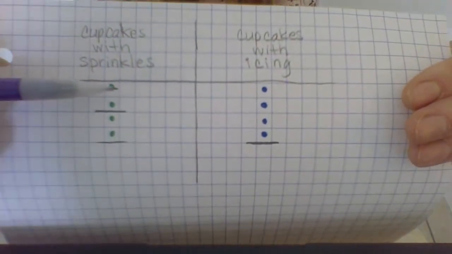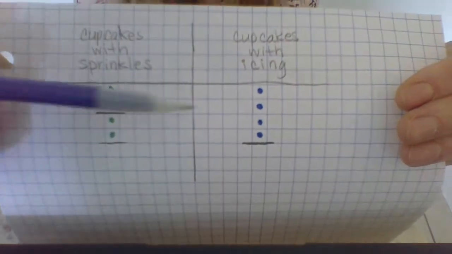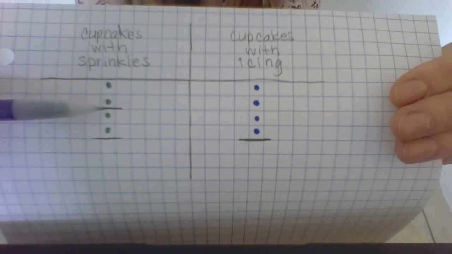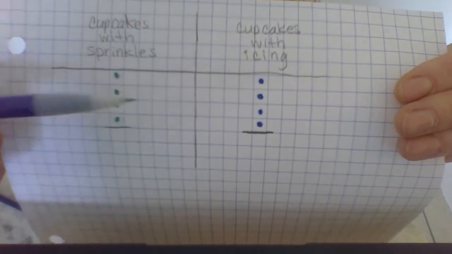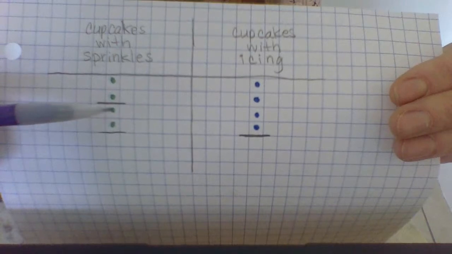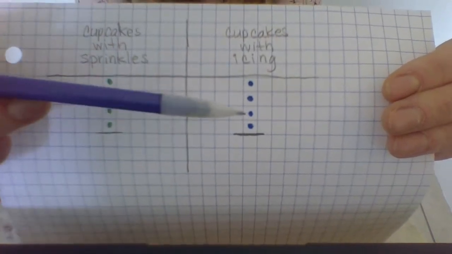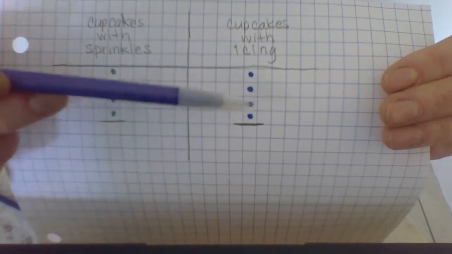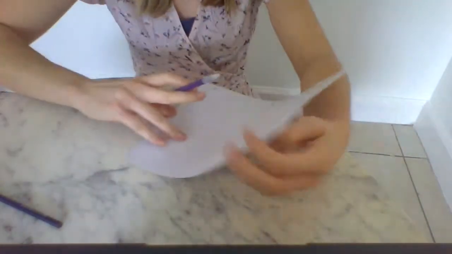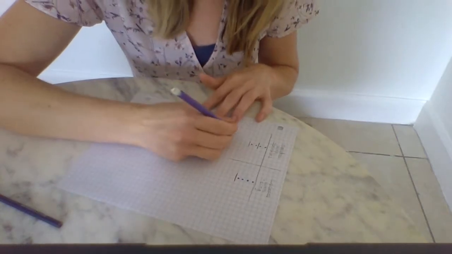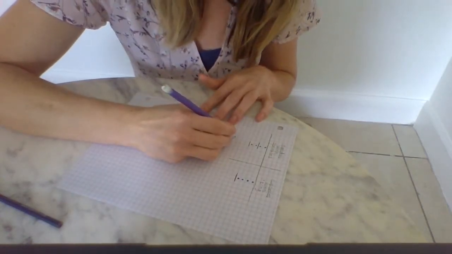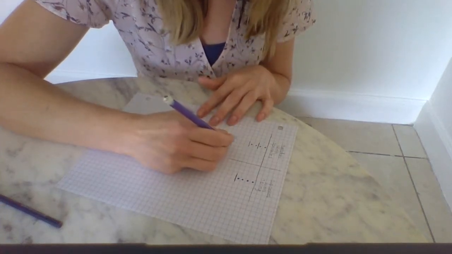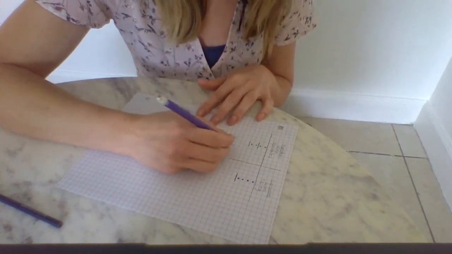The first cupcake you make doesn't have either sprinkles or icing. The second cupcake you make has sprinkles but no icing. The third cupcake has no sprinkles and no icing. But the fourth cupcake you make has sprinkles and icing. So your answer is you need to make 4 cupcakes to get one with sprinkles and icing.